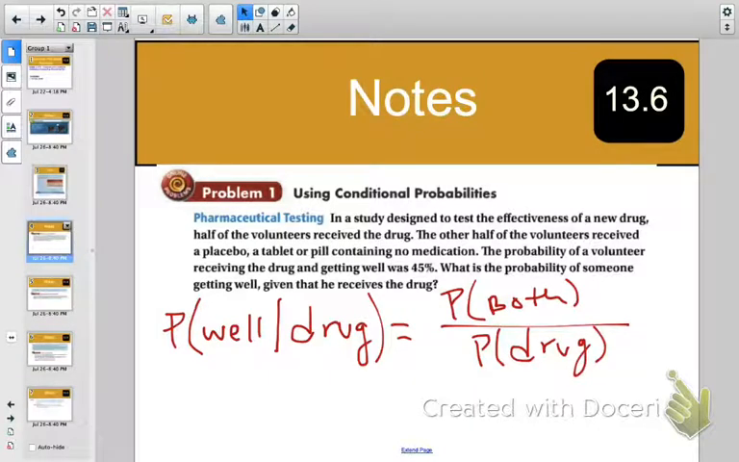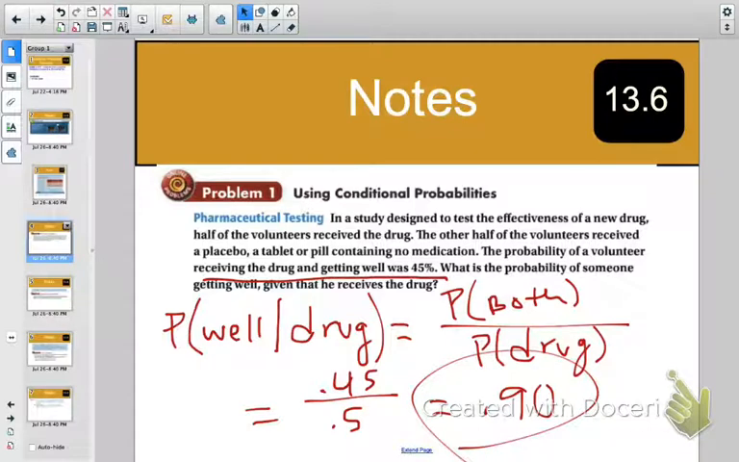Okay, so it does tell us that the probability of receiving the drug and getting well is 45%, so we're going to do 0.45 divided by the probability of getting the drug. Well, it doesn't give us any other numbers here, but it does say that half of them receive the drug, so we're going to divide that by 0.5, and that will give us 90%, or 0.9. So the probability of someone getting well when they receive the drug is 90%. So 90% of the people that receive the drug, if they're sick, will get well. Okay, so that's conditional probability.